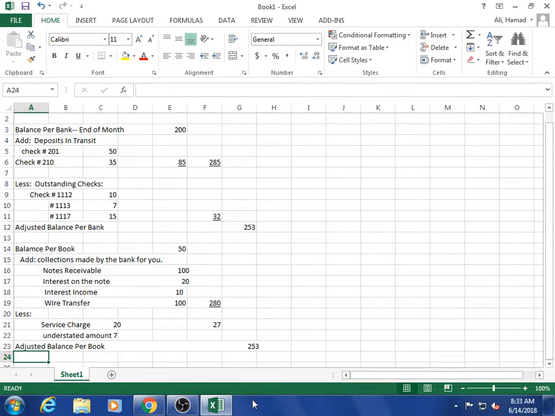So this is a bank reconciliation. Remember, in businesses, they have to do that every month. Every month, somebody in the business department has to do that.